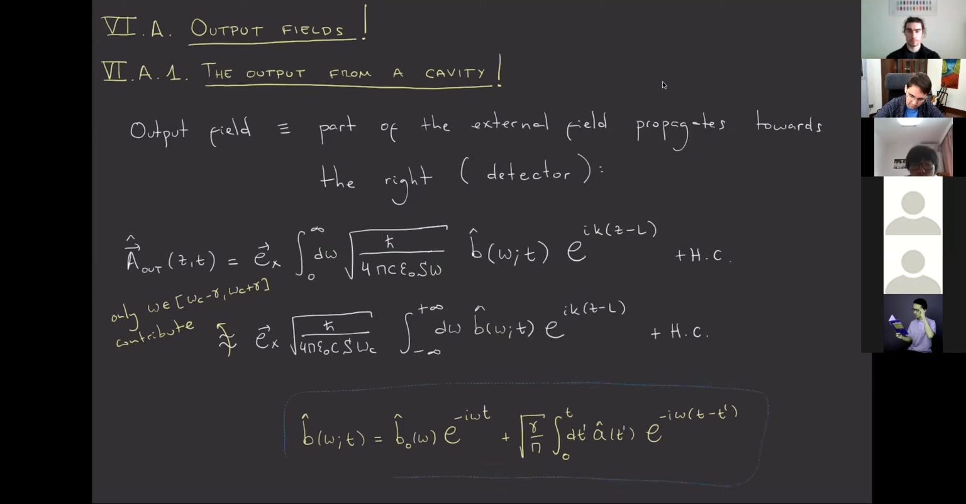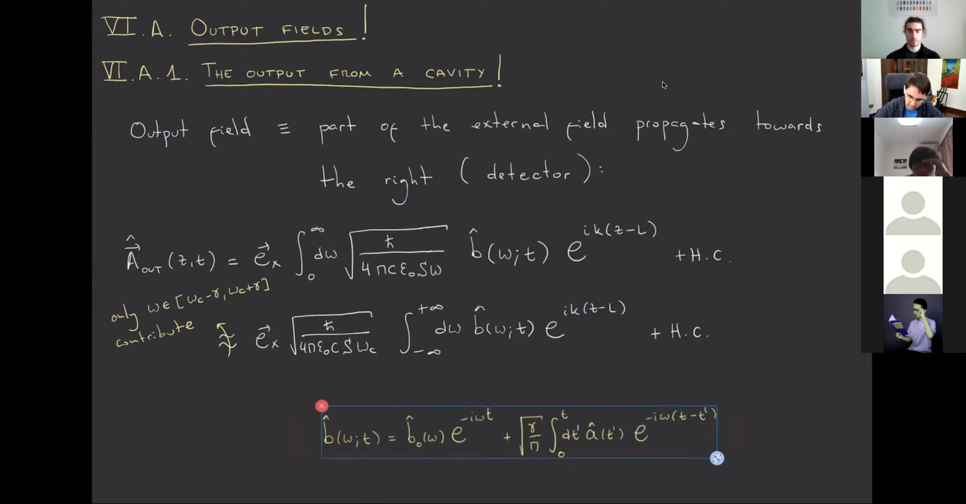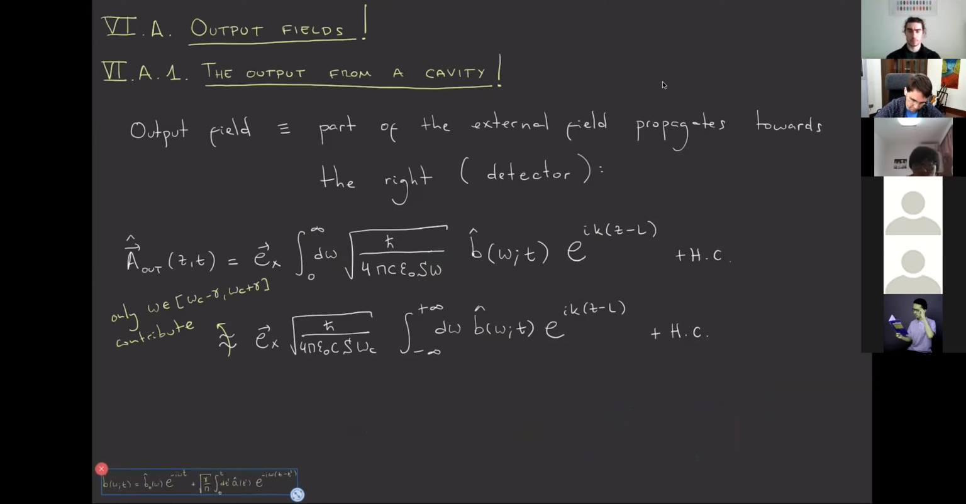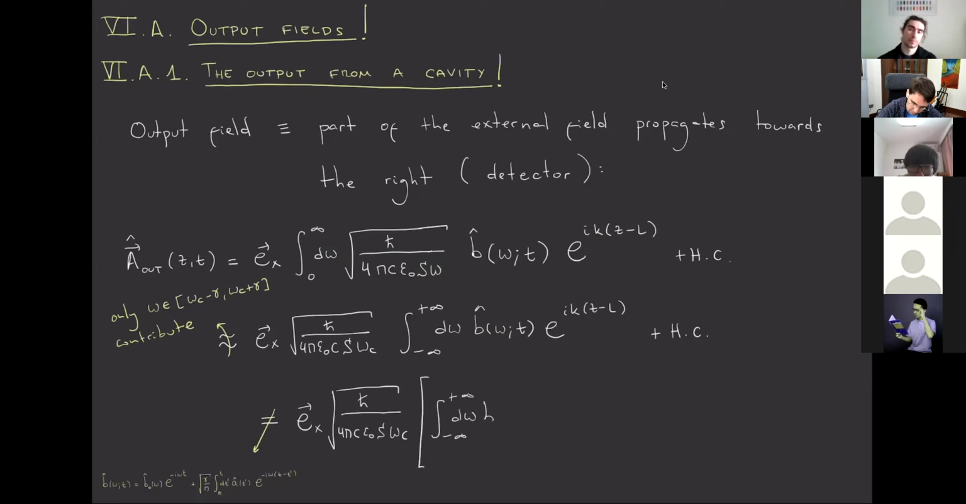And if we take this and insert it into the expression above, we can rewrite this expression as the polarization, the normalization, and now we have two terms: one associated to the initial condition for the external fields, which we write like this, and one associated to the interaction with the cavity field, which we write like this.